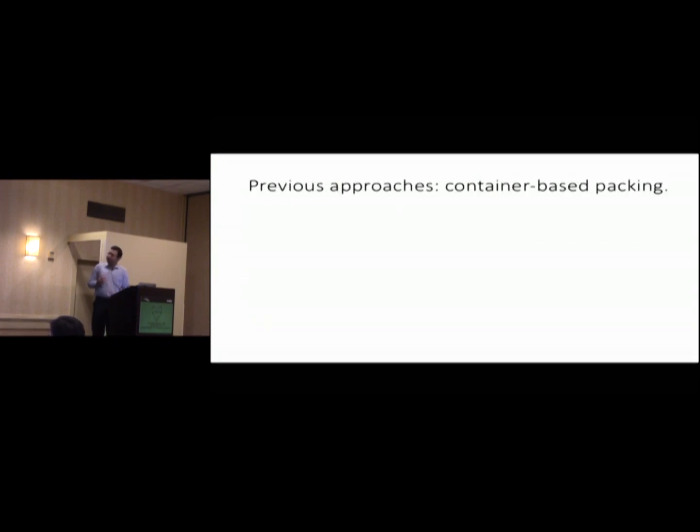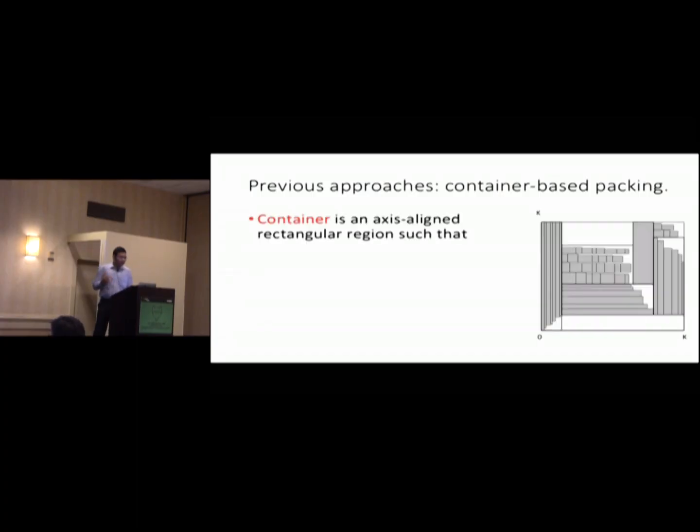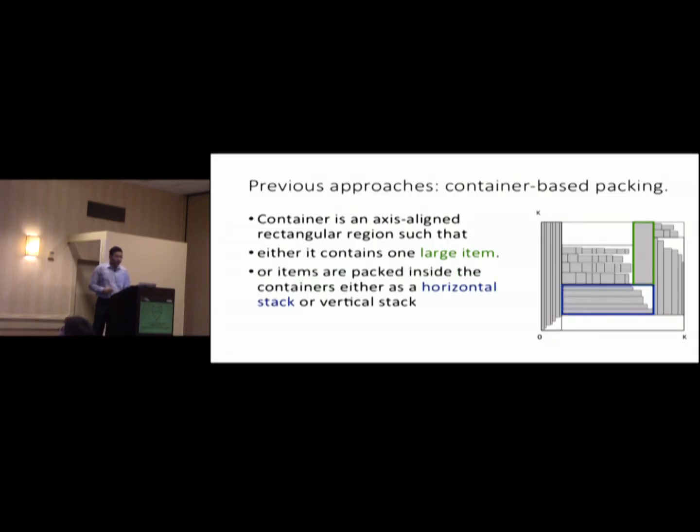So let's start with the previous approach, called container-based packing. Containers are axis-aligned rectangular regions such that either it contains one large item, like the green box here, or the items packed inside are a horizontal stack, the blue square, or a vertical stack, like the purple square, or all items inside it are very small in both dimensions, like the yellow box.